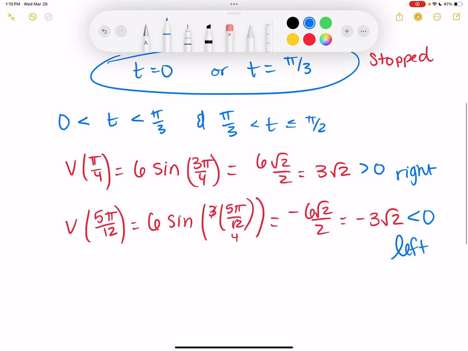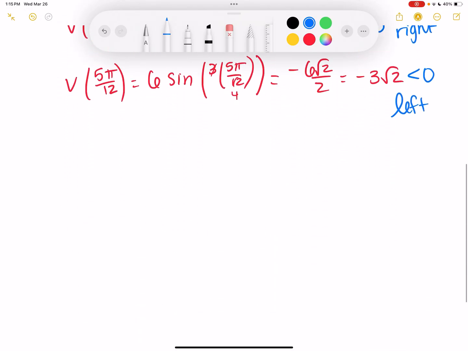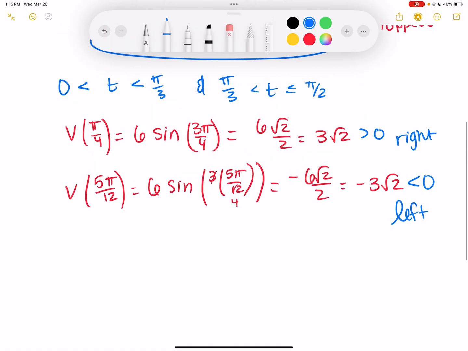Wait, where'd you get the 3 from and the 6 sine of like 3 times? Because it's 3t, and this is t. 5 pi over 12 is t, so it's 3 times t. The v of t was 6 sine of 3t. Oh, so in the first one we just used pi before, but then we multiplied it by 3.